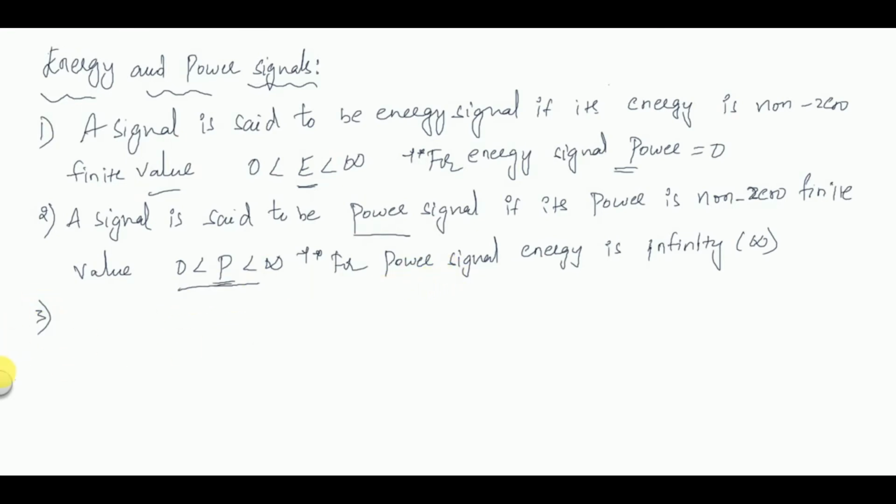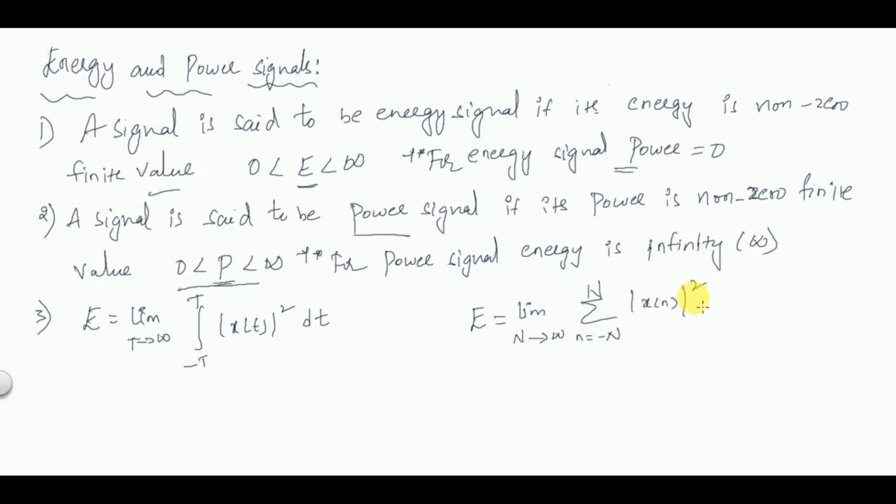Then how to find the power? What are the formulas to find the energy and power in a given signal? Energy is equal to limit as T tends to infinity, integral from minus T to T, mod x of t whole square dt. Okay, so this is the formula to find energy. Similarly in discrete time, limit as N tends to infinity, summation n equal to minus N to N, mod x of n whole square is the formula to find the energy.